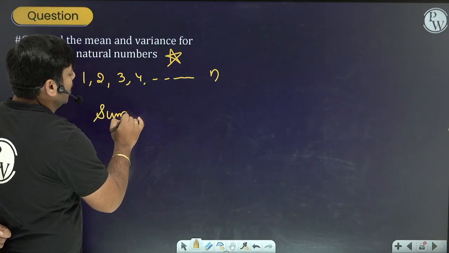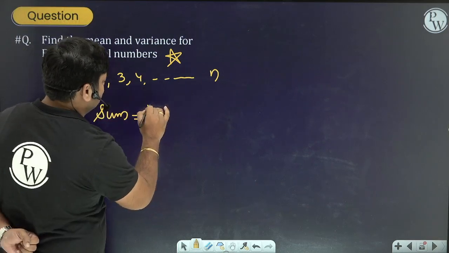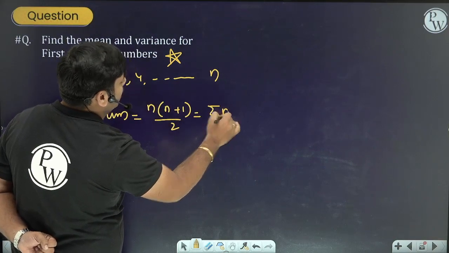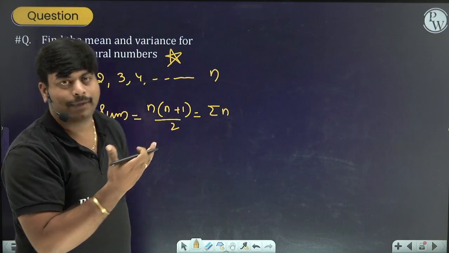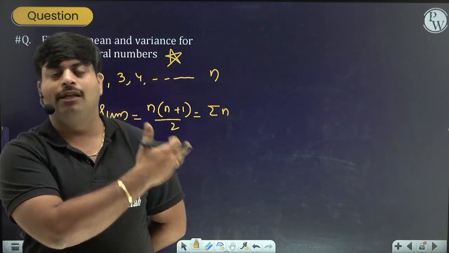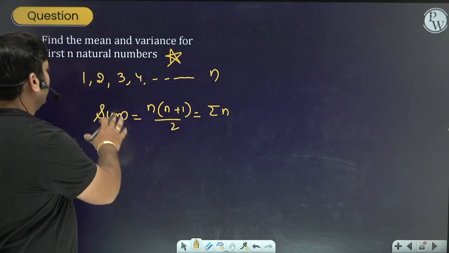Sum of first n natural numbers. If you remember, it is n into n plus 1 by 2. We have already discussed that as sigma n. If not, use the arithmetic progression concept. They are in AP. Apply the sum to n terms and you will get that formula. Okay. So we already have the sum.